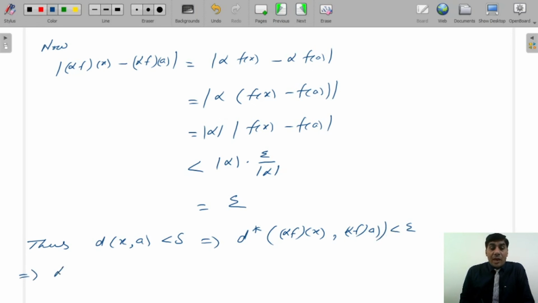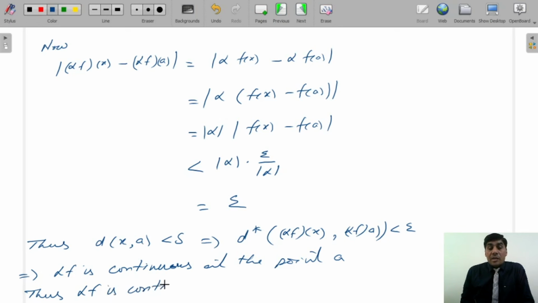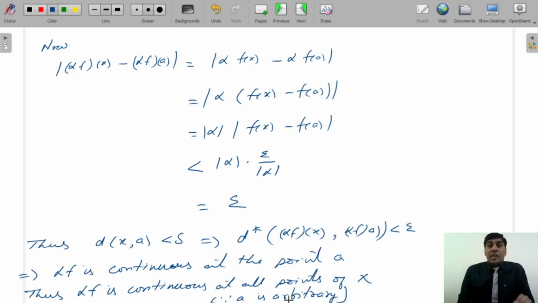This implies alpha F is continuous at the point a. Thus, alpha F is continuous at all points of capital X because a is arbitrary. Hence, if a function is continuous in a metric space X, then its scalar multiple is also continuous in the same metric space X.